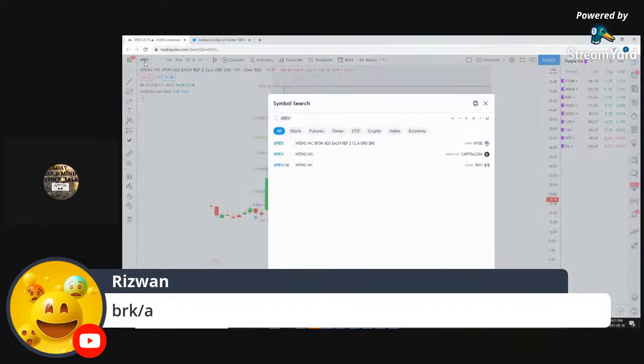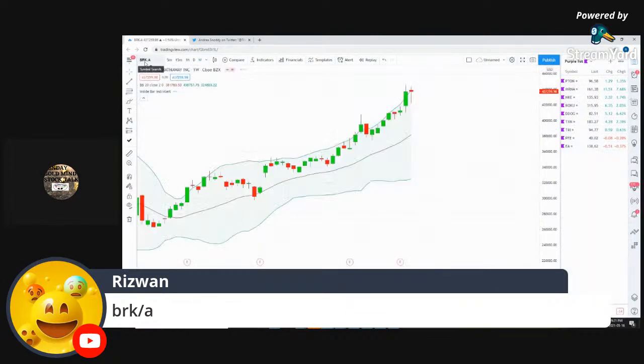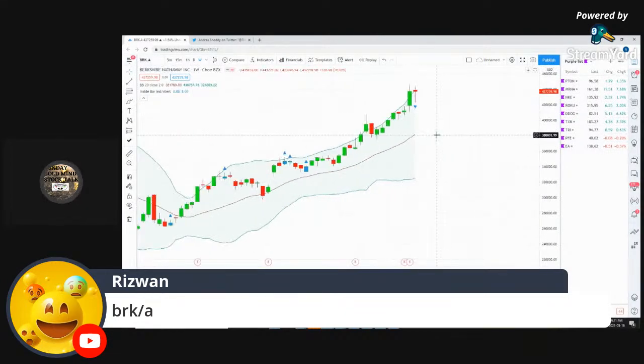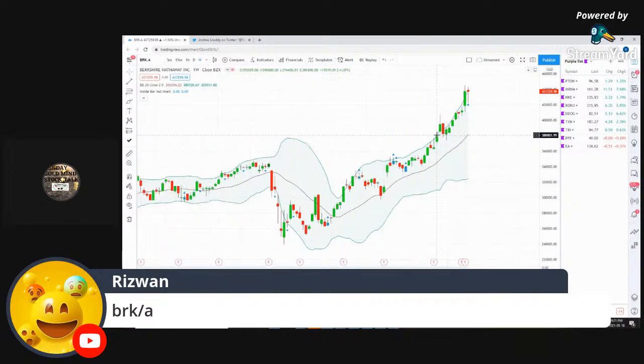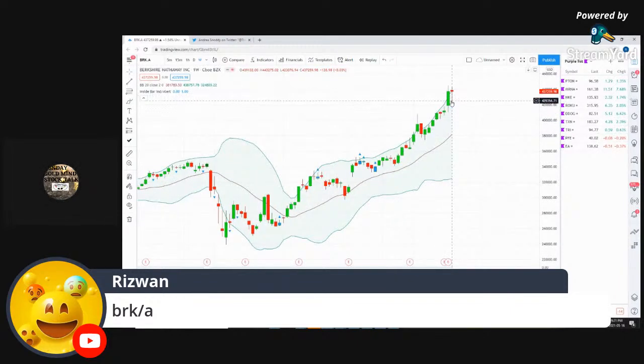BRKA. So, look at that. Berkshire Hathaway, beautiful inside bar right there. Beautiful inside bar right here. So how you can play the inside bar, you can take the break above, you can take the break below, whichever one you want, or you can play it directionally. If you want to just only go long or only go short, you can do that as well.